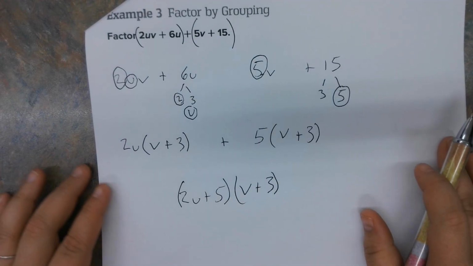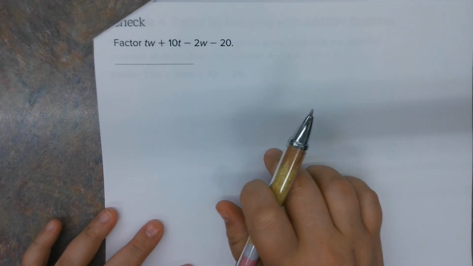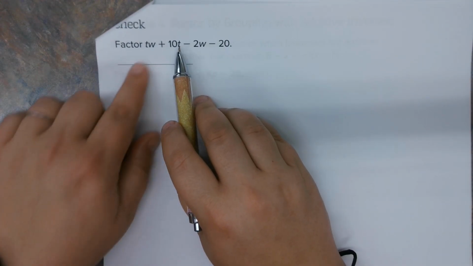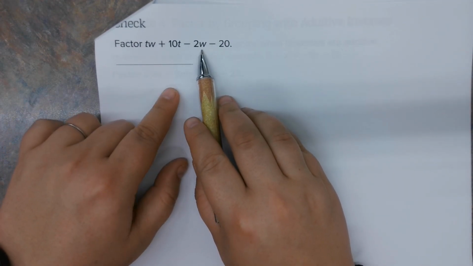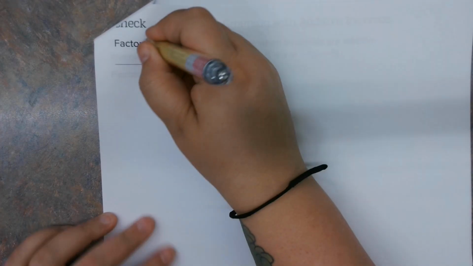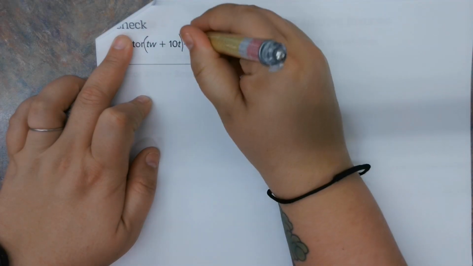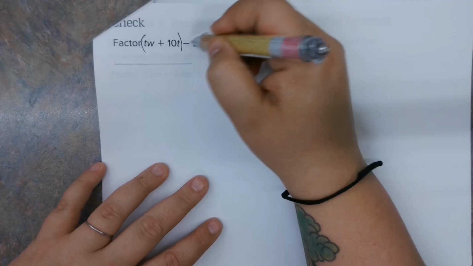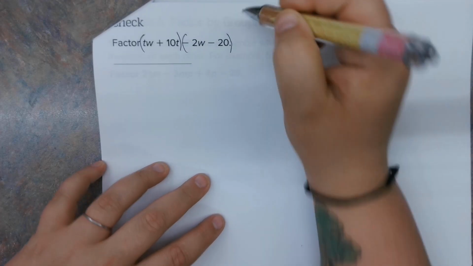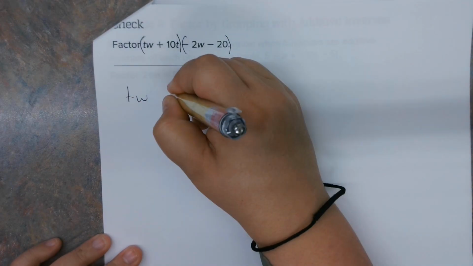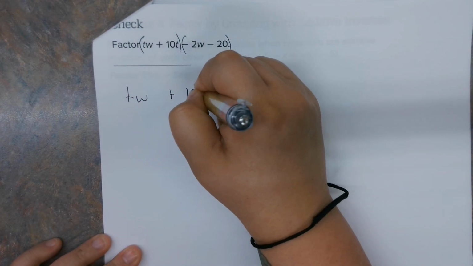You're going to try one of these. On this check, you pause and try. I see TW plus 10T. They share a T. I see negative 2W plus 20. Let's see what happens. I'm going to leave it just like this for now because these guys share a T. Okay. This one is a negative 2W and negative 20. So I'm putting those together so that because that's a negative 2W. So I've got TW plus 10T.